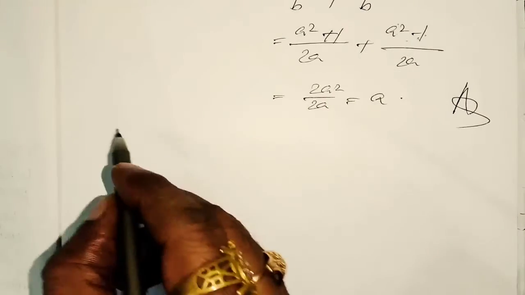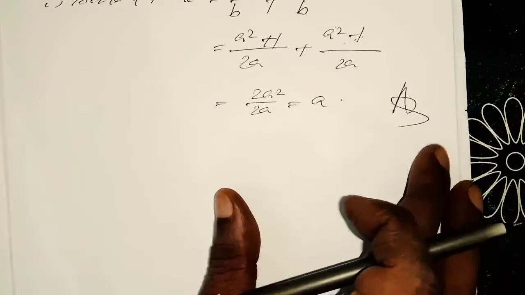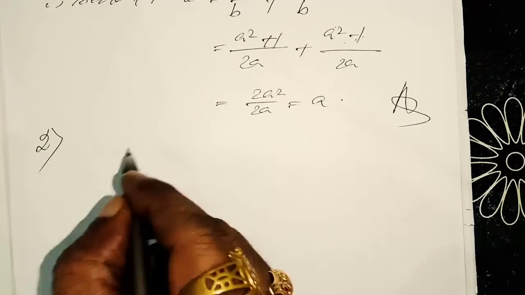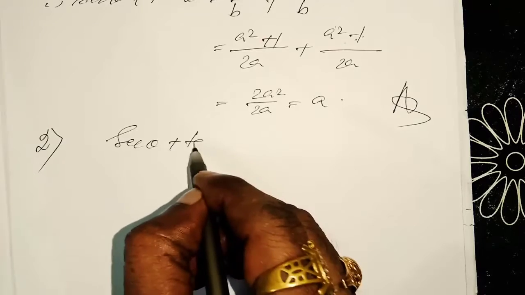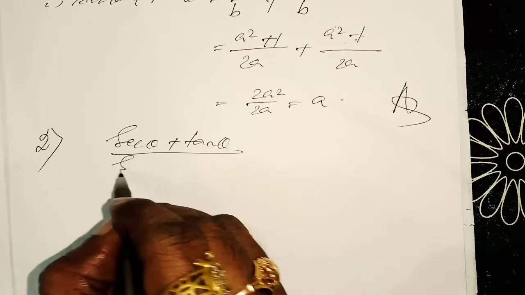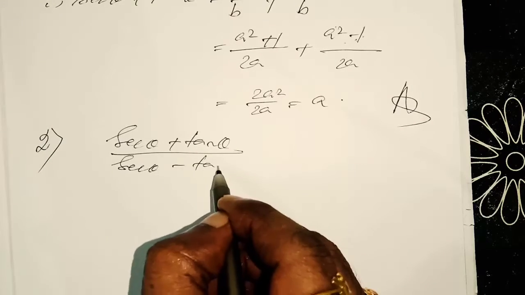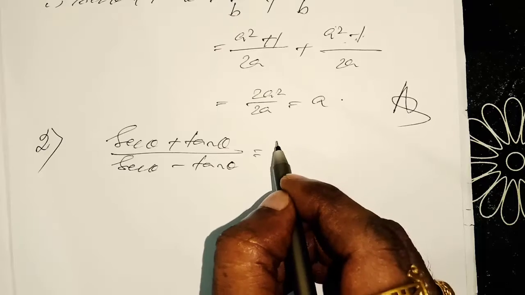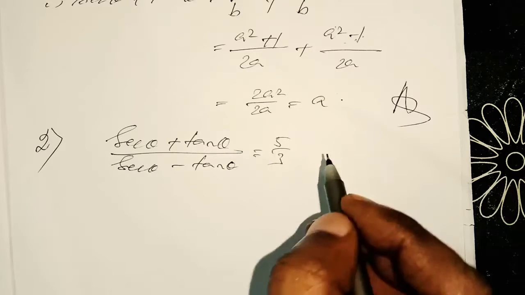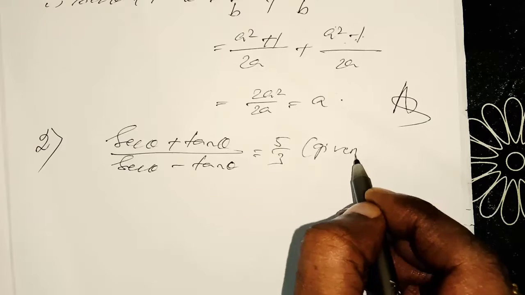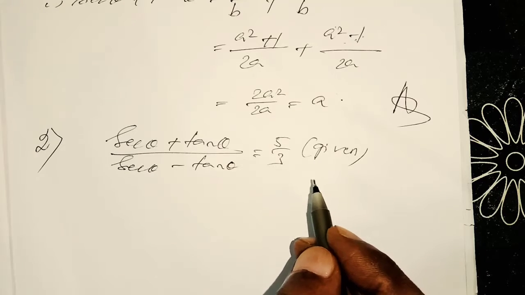Number 2 question I am solving for you. What is given here? Just copy here: (sec theta plus tan theta) divided by (sec theta minus tan theta). How much is it given? 5/3. And what you have to find out? The value of sin theta you have to find out.